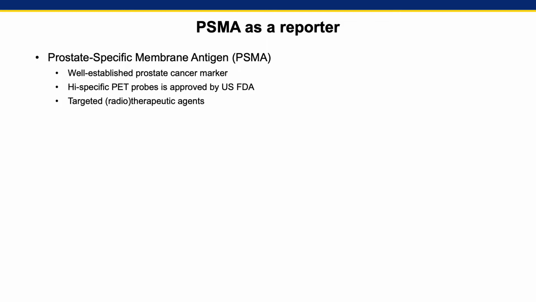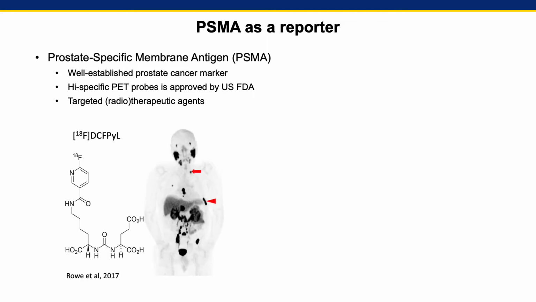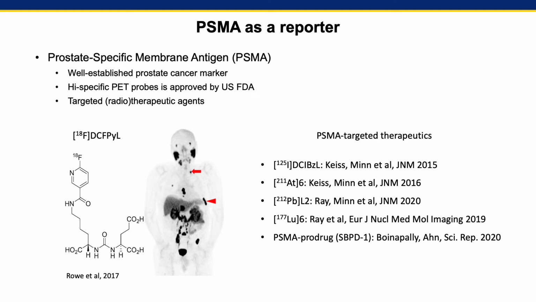For this, we chose prostate-specific membrane antigen as our choice of reporter for the following reasons. PSMA is a well-established prostate cancer marker, and a highly specific PET probe, which is F18-labeled DCFPyL, has been approved by the US FDA. And we also have developed many therapeutic probes that can target PSMA using a variety of radionuclides. And also, we developed a pro-drug that can target specifically PSMA-expressing cells.